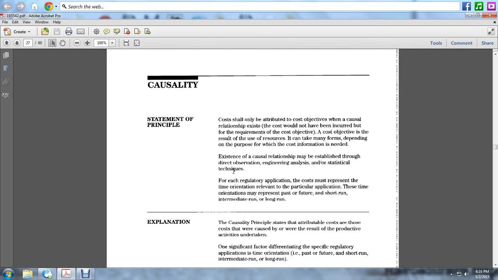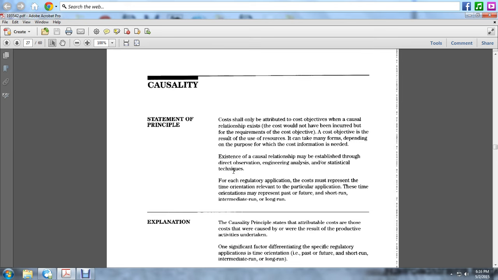Causality. A statement of principle. Cost shall only be attributed to a cost objective when a causal relationship exists. The cost would not have been incurred but for the requirements of the cost objective. The cost objective is the result of the use of the resources it contains. Costs take many forms depending on the purpose for which the cost information is needed.